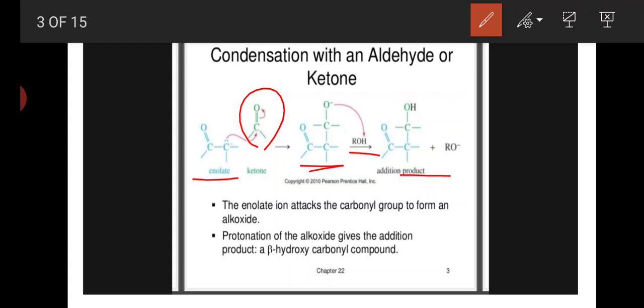The enolate ion attacks the carbonyl group to form an alkoxide. Protonation of the alkoxide gives the addition product. The addition product is a beta hydroxy carbonyl compound.